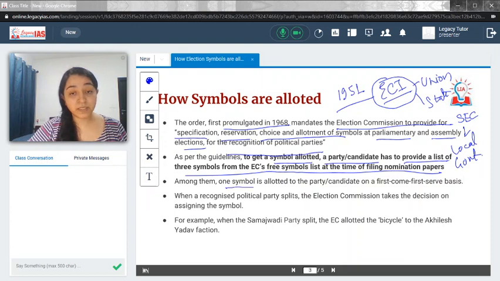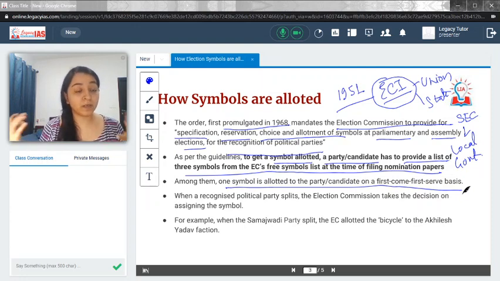Among them, one symbol is allocated to the party candidate on a first come, first served basis. So there are 200 symbols, and whoever files the nomination paper first along with their requirement will get the better benefit. Whoever files the nomination first will get their first preference. So this is how the system works.